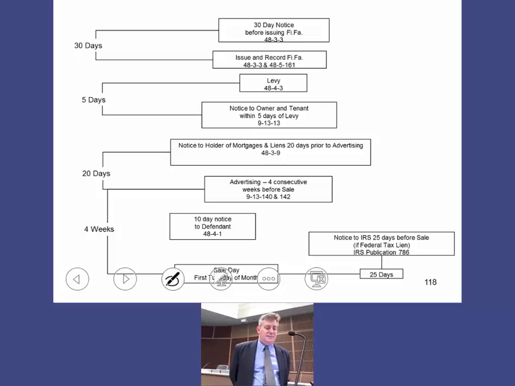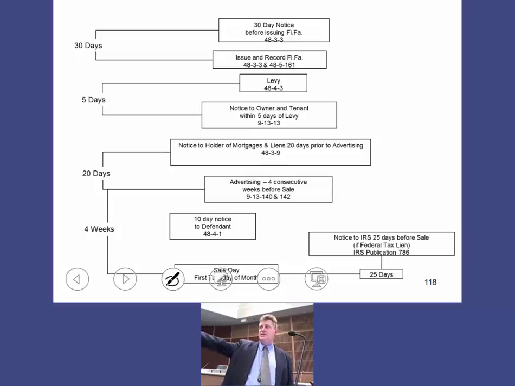But in addition to advertising, the taxpayer has to be given the 10-day notice of the tax sale, as indicated, and that can be done during the 4 weeks that the advertisement's being conducted. And if there is an IRS lien on the property upon which the levy is made, the IRS has to receive a 25-day notice of the tax sale.